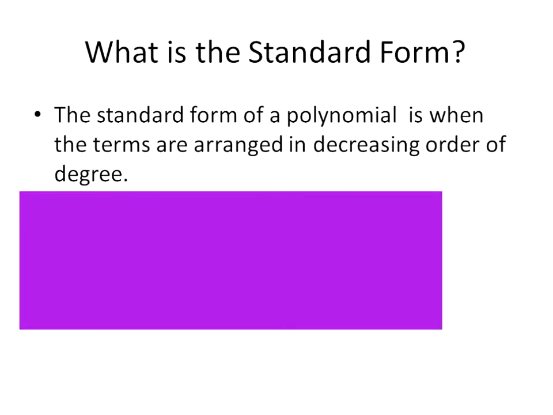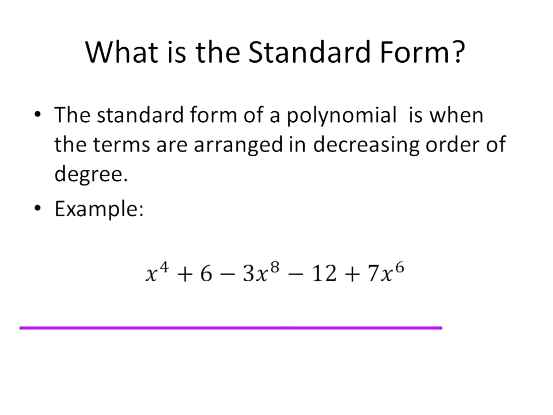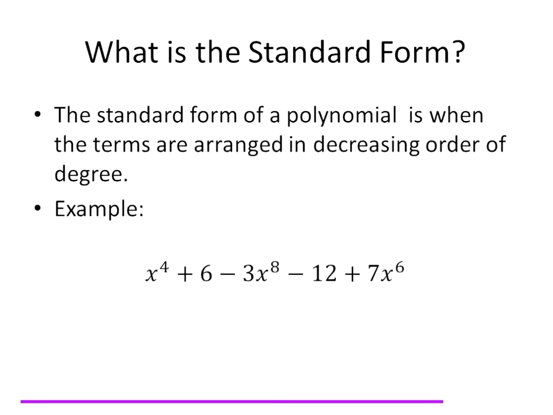So I kind of got ahead of myself with the slides. This is standard form. Standard form of a polynomial is when the terms are arranged in decreasing order of degree. Now typically we won't see polynomials as complex as the ones we just looked at at this point in time, but it's still important to understand what's happening with that. So let's look at an example, and we're going to put this in standard form.